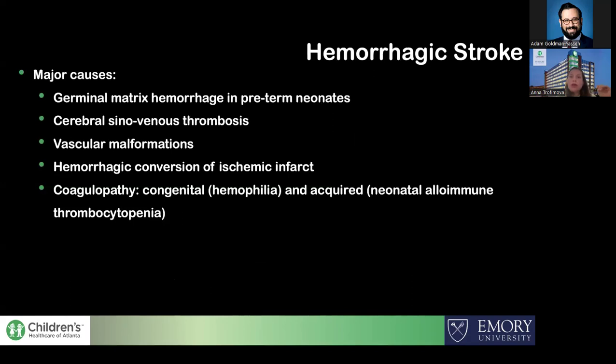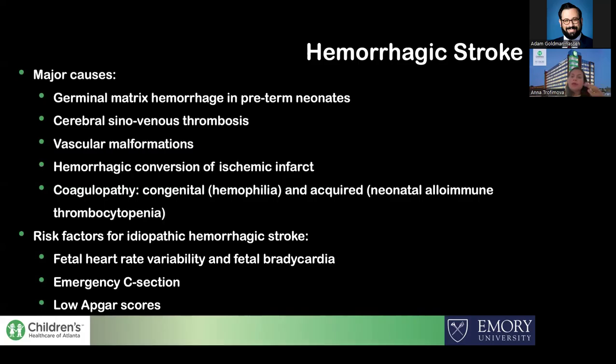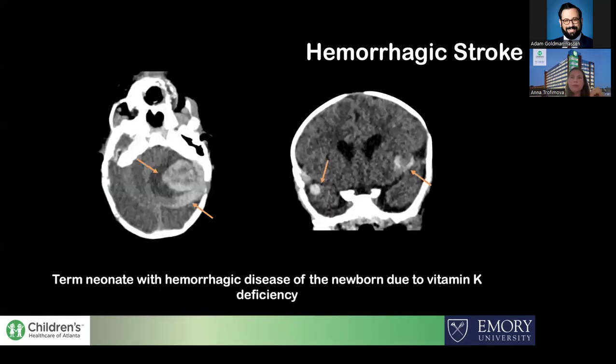So in terms of the hemorrhagic stroke, again, there is a multitude of risk factors, and major causes of hemorrhagic stroke in this age group usually include germinal matrix hemorrhage in preterm babies, as well as sinus thrombosis, underlying vascular malformations, coagulopathy, and hemorrhagic conversion of ischemic infarct. Other factors related again to more difficult delivery are considered as possible additional risk factors for development of intracranial hemorrhage in neonates as well.